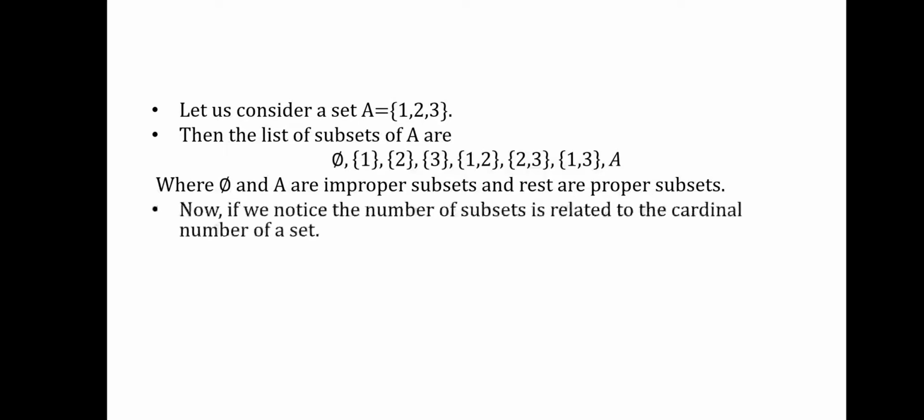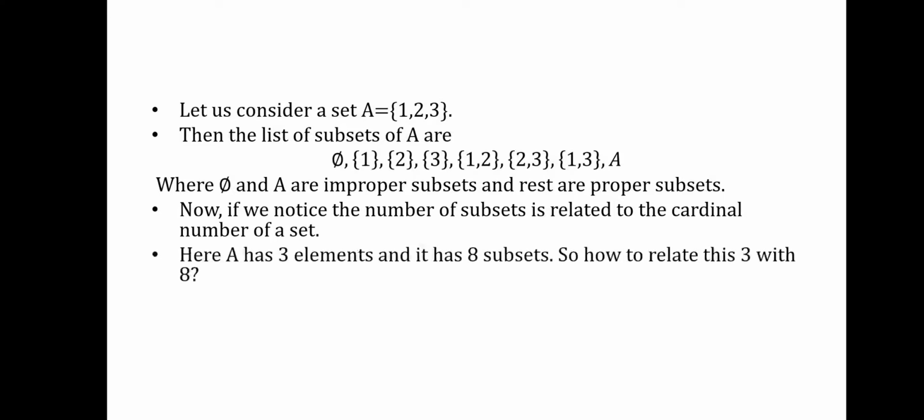Now, how to correlate the number of elements of a set, that is the cardinal number of the set, with the number of subsets of the set. So you can see, what is the cardinal number of the set? It is 3. And what is the number of subsets of the set? It is 8. So how can I correlate 3 and 8? Obviously I can correlate 3 and 8 with this: 2 to the power 3 is equal to 8.